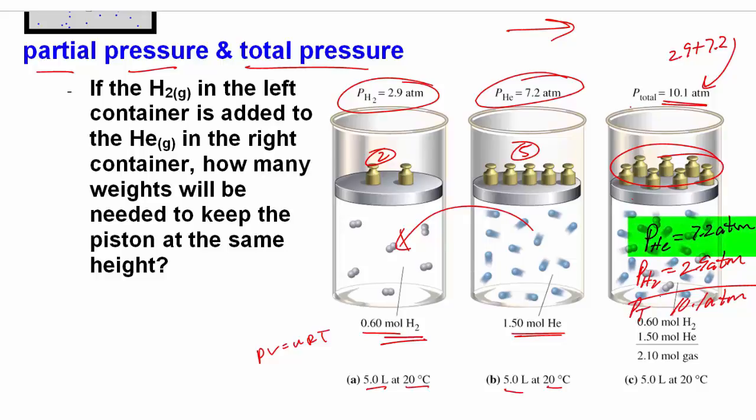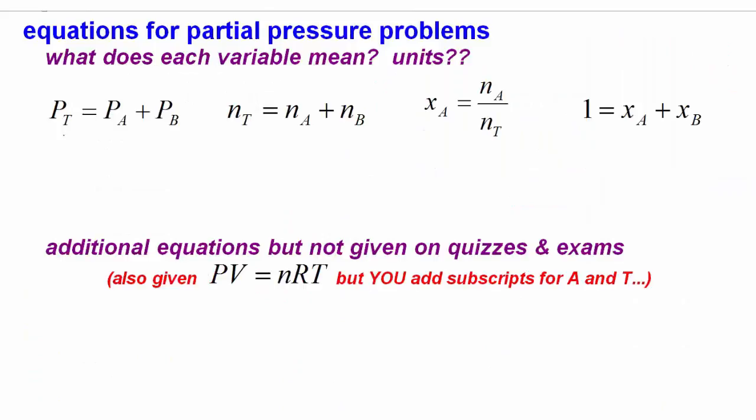The partial pressure of helium, which is 7.2 atmospheres, is the pressure due solely to the helium atoms striking the sides of the container. The partial pressure of the hydrogen is 2.9 atmospheres, and that's the pressure created solely by the hydrogen molecules striking the surface of the container. Okay? So the total pressure of the gas is the sum of the partial pressures of all the gases present.